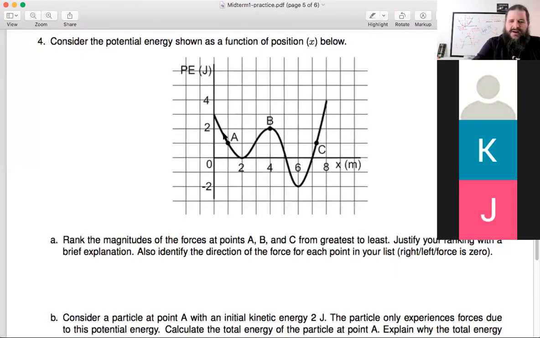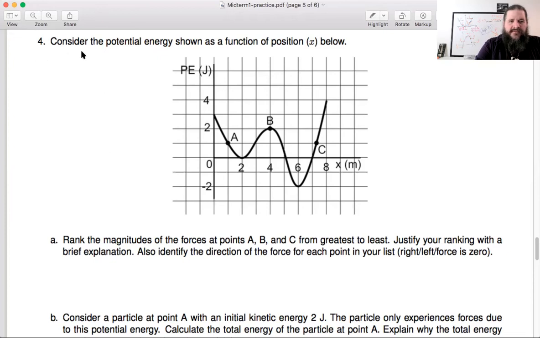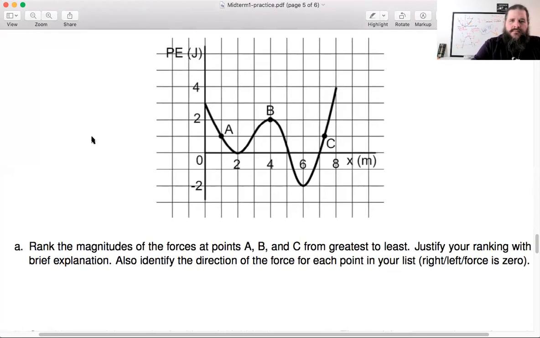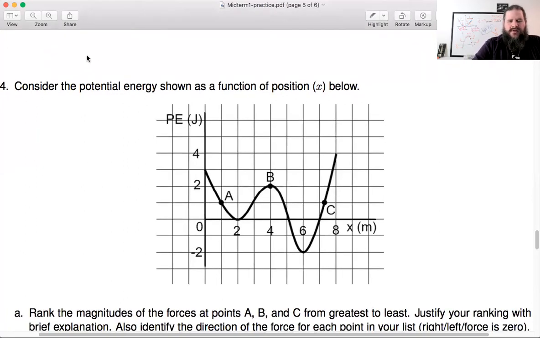Like in this example question here, we have this graph. If we want to compare the forces at these 3 points, it looks like at location A, we've got a tangent line like this. At location B, the tangent line is going to be flat. At location C, the tangent line looks maybe like this. Yeah, something like that. So which one of those looks like it's the steepest slope? Yeah, it looks like C is the steepest slope, so we would say the force is strongest at C.